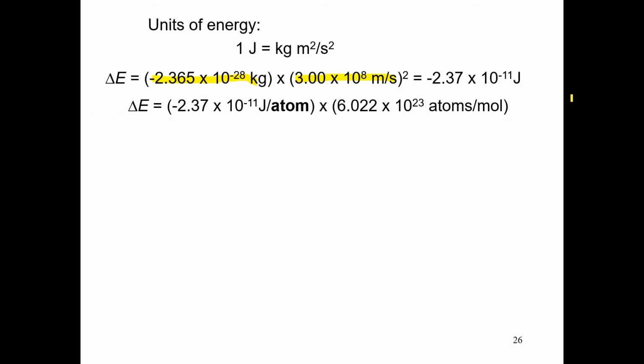Minus 2.37 times 10 to the negative 11 joules per atom. Let's multiply that times Avogadro's number of atoms per mole, and we obtain negative 1.43 times 10 to the 13 joules per mole. Or, in more familiar terms, minus 1.43 times 10 to the 10 kilojoules per mole.